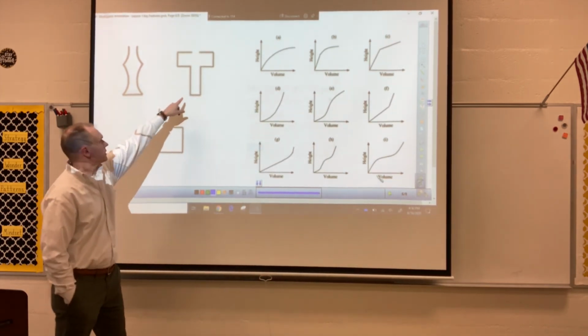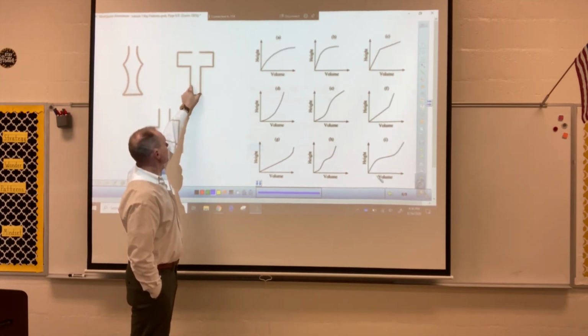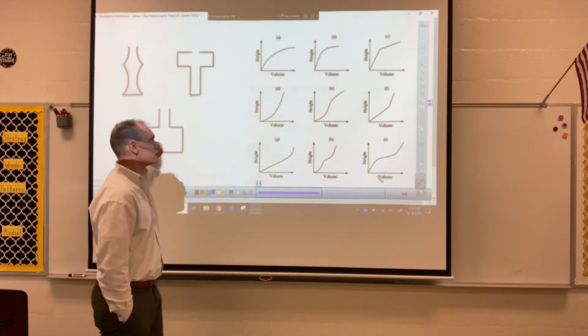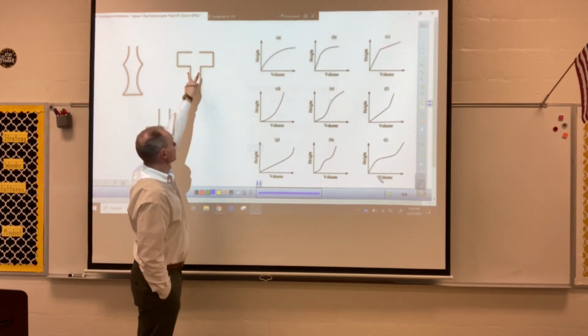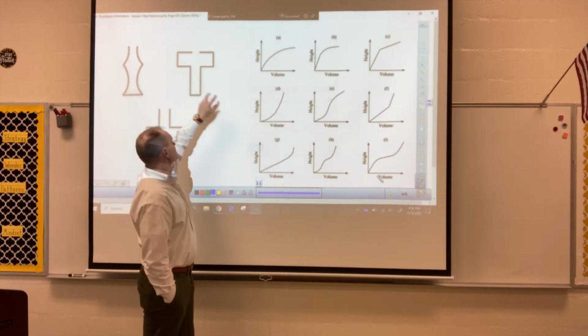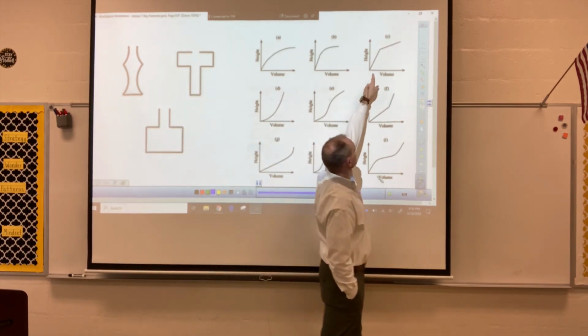Then this one here, the T-looking one, starts out narrow, so it's going to be really quick. And again, it's a fixed width, so it's going to be a linear function starting out. And then up there, it's also a fixed width, so it's going to be 2 linear functions put together. It's going to start out fast and then a little bit slower. So that's going to be C.